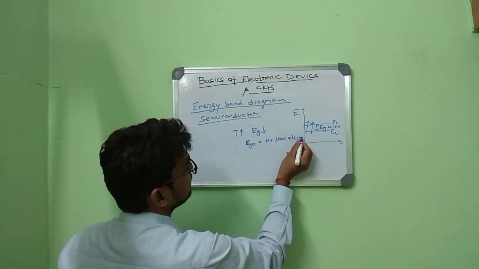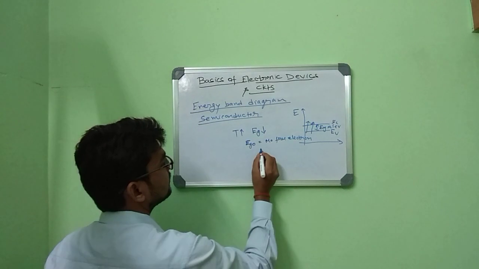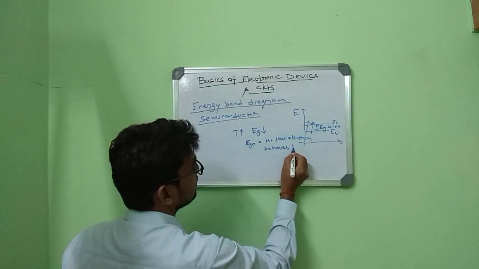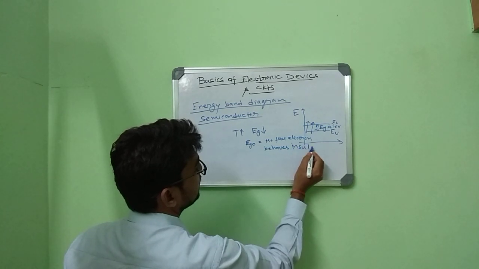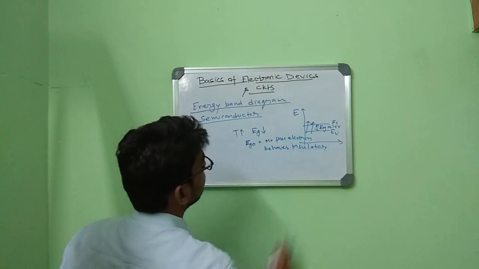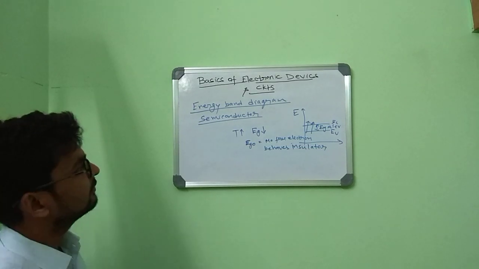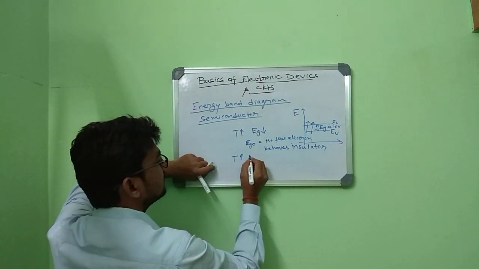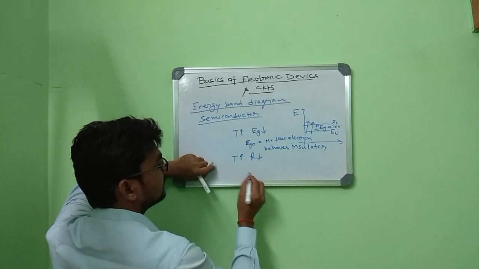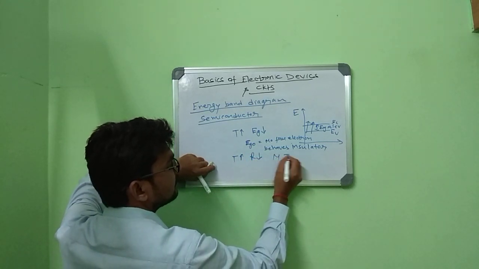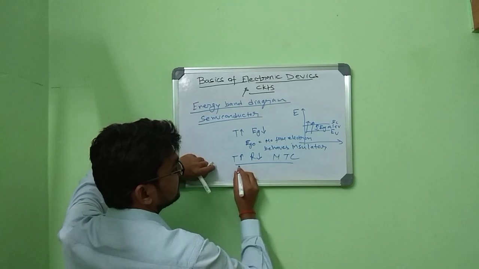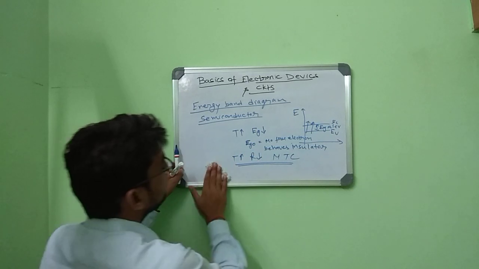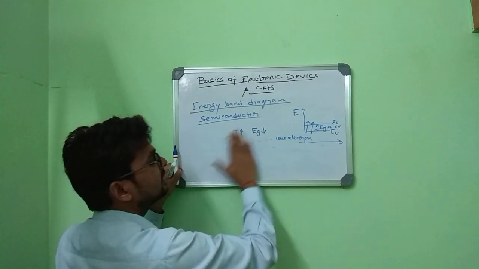It behaves like an insulator. But if the temperature increases, resistivity decreases. This is the negative temperature coefficient. An example you already know is silicon and germanium.